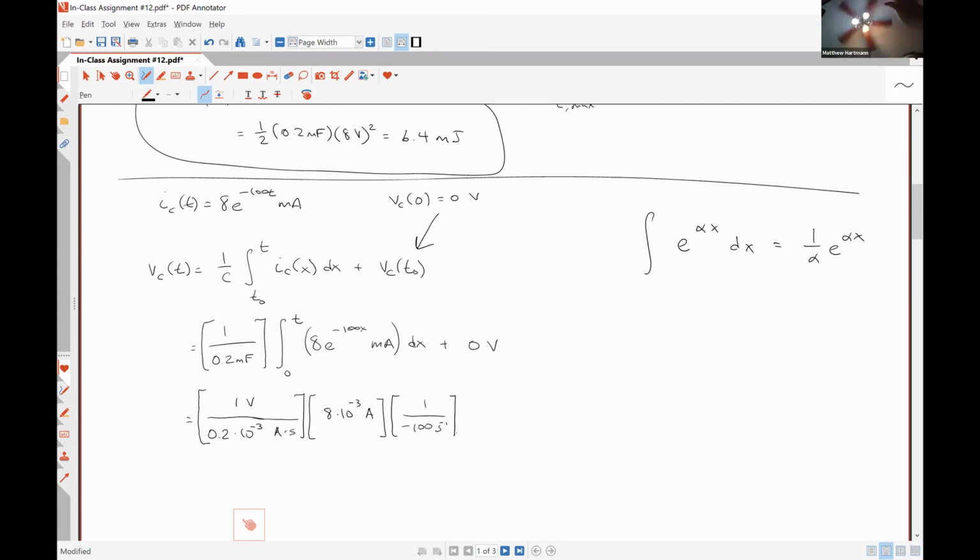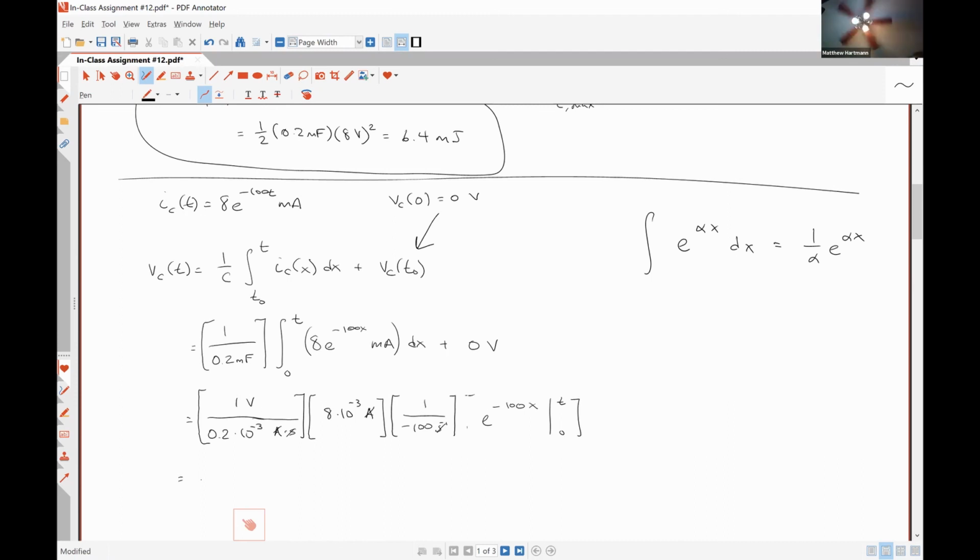So I can infer the units on that. If time is measured in seconds, then alpha needs to be in per seconds. And so we can see there that the amps cancel the amps, seconds multiplied by per seconds cancel each other out, and we are going to be left with e to the minus 100x evaluated at t and 0, like so.